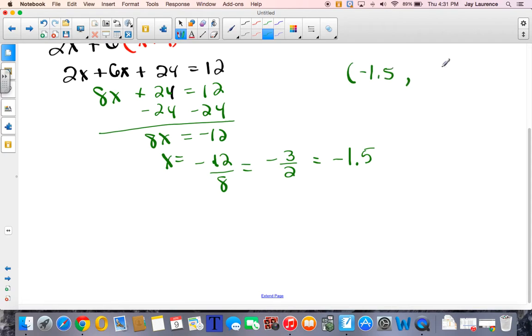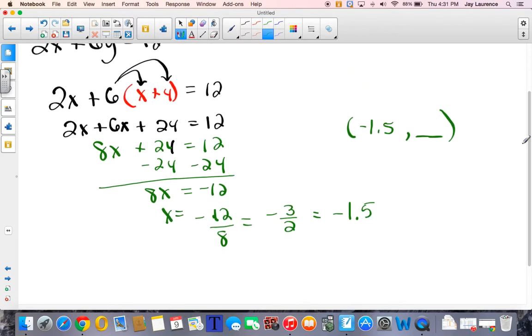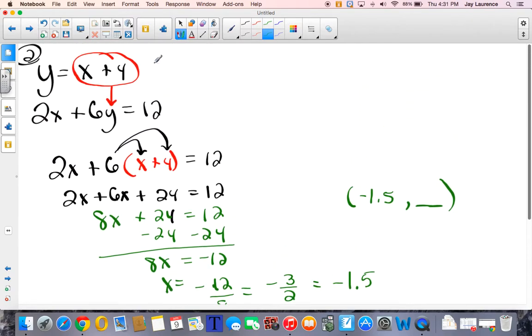Now you might be starting to think you always find the x coordinate first. No, you don't. You find the one that's easier first, and I'll show you that in a minute. Remember, I've got the x coordinate. Now I have to plug it back into one of the original equations. I think this would be the easier one to use because y is already alone.